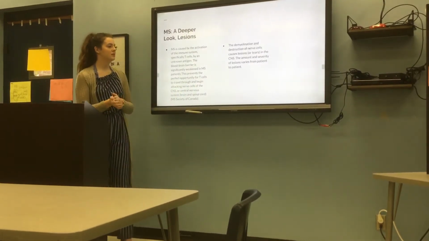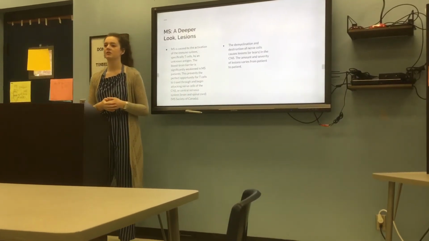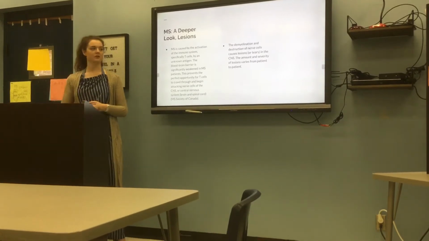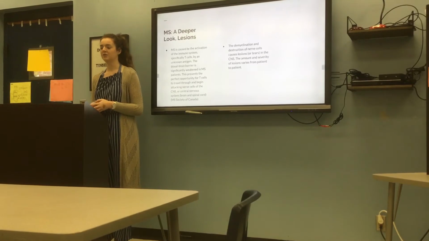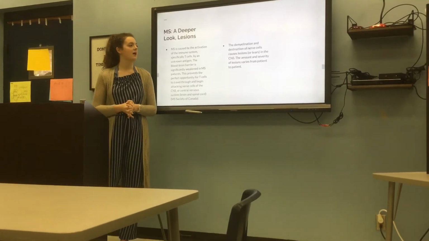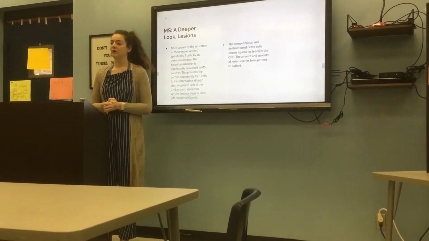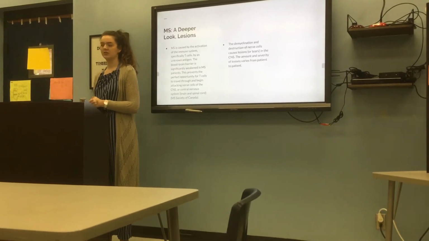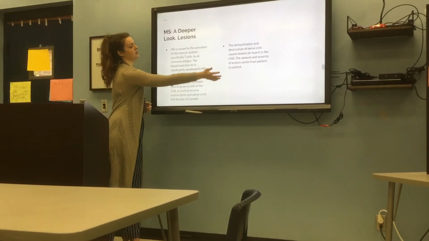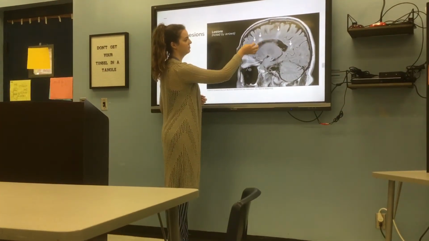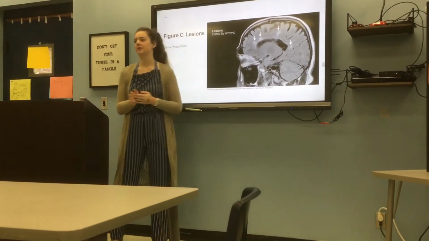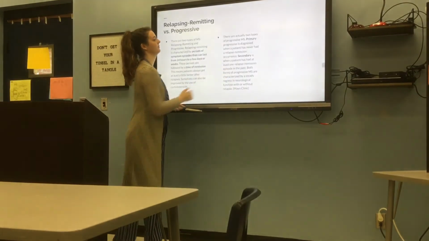So the demyelination and destruction of nerve cells causes lesions to form in the central nervous system, and these are basically small tears in what's called your white matter, so basically your brain and spinal cord. And they never go away because your nervous tissue never repairs itself. And as you can see, here's a picture, and they're basically just little tears in your brain, and they cause the infamous symptoms of MS.